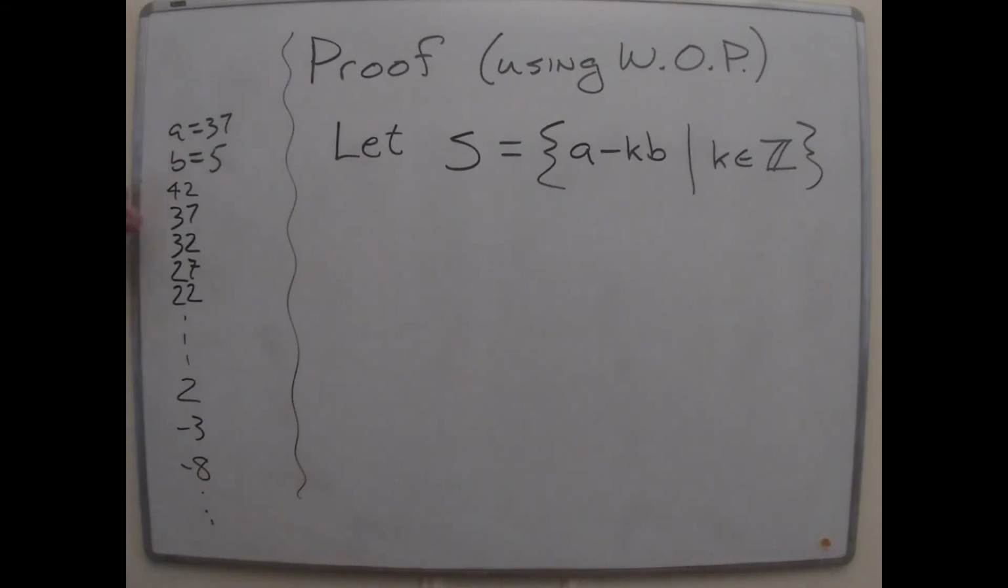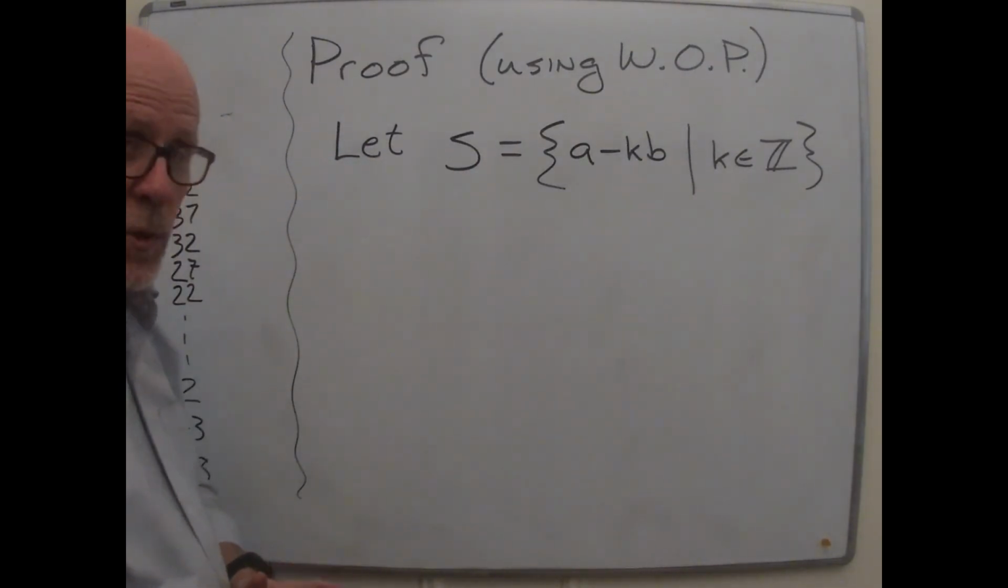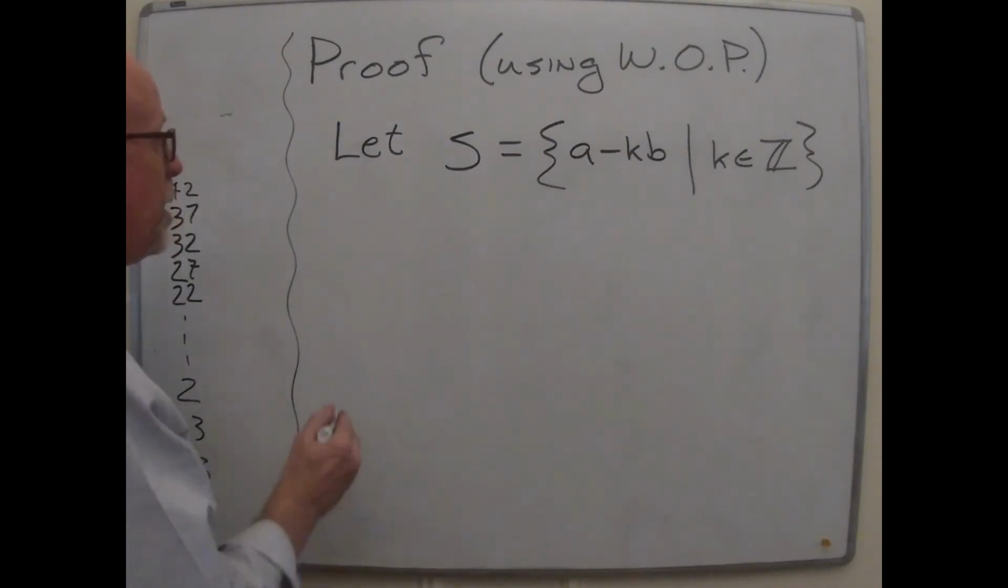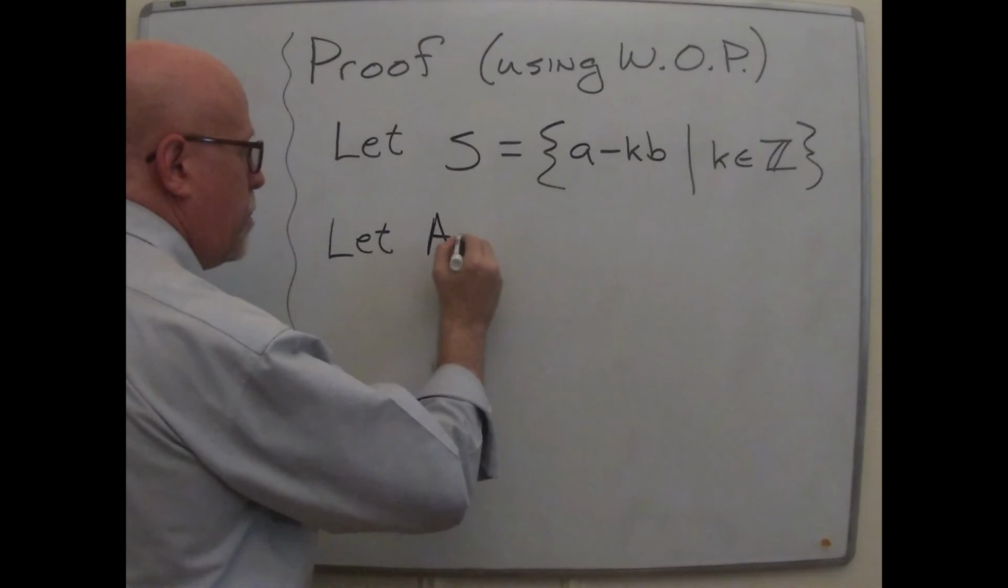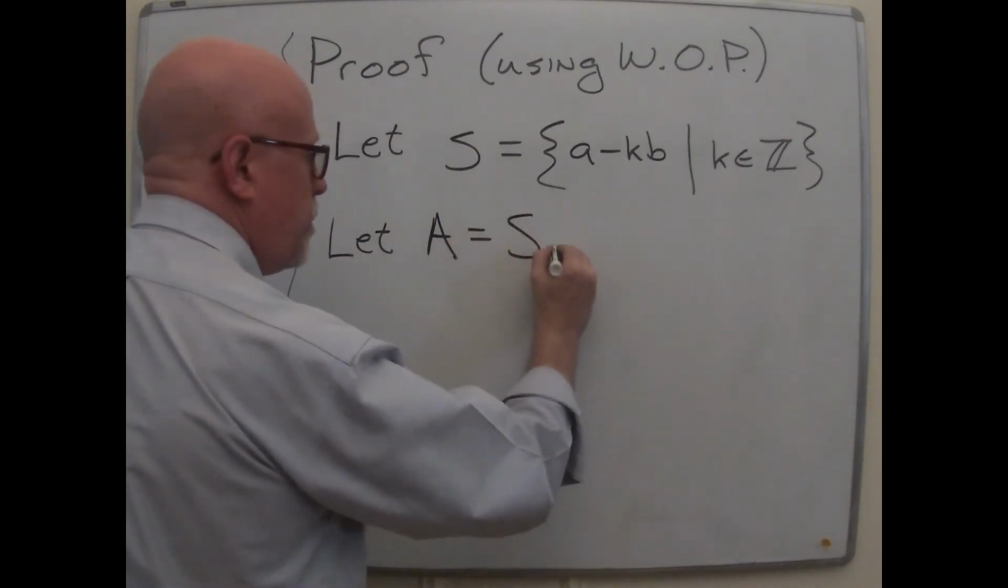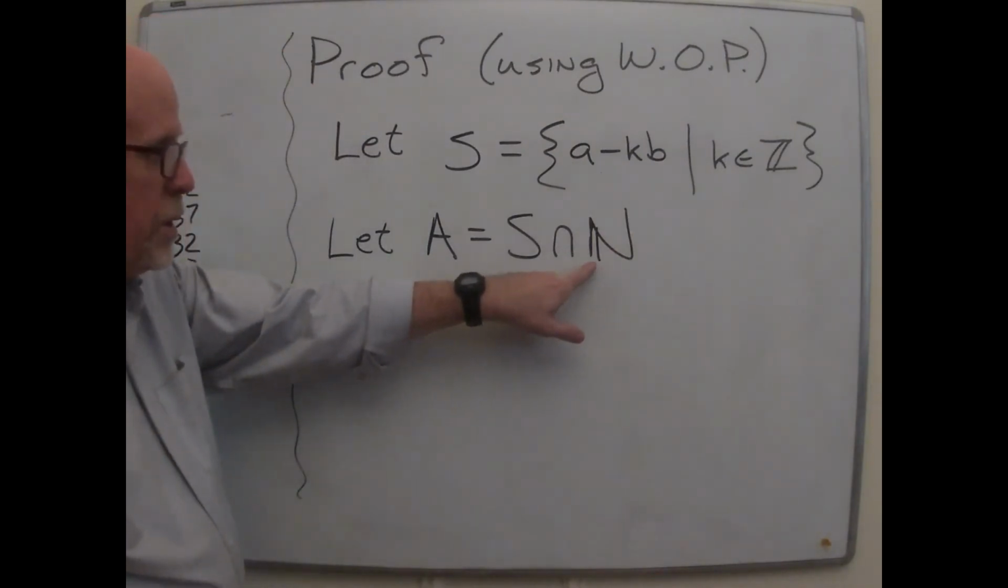Now that collection of things, S, has both negative and positive entries, and it goes in both directions towards infinity. So that's kind of a bad set, because you can't use the well ordering principle there. But we can make a new set by intersecting S with the natural numbers. And 0 is a natural number too.